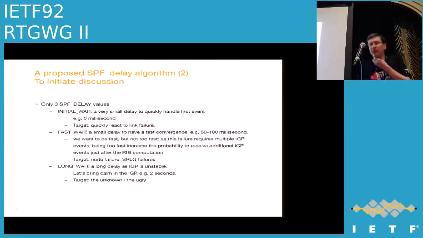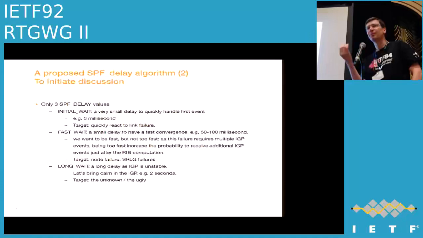So for the delay, we propose to have only 3 different values. The first one is the initial wait. It targets link failure. So we want it to be very fast. It could be as low as 0 milliseconds. Anything between 0 and 50 milliseconds probably won't change much. So this is the initial value. You use it only once to target link failure. So if you keep receiving other IGP events, you're typically in a node failure or SRLG failure.